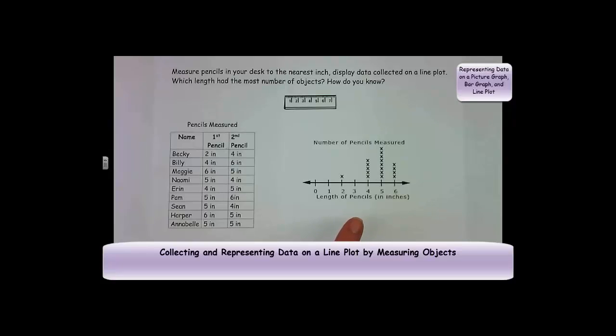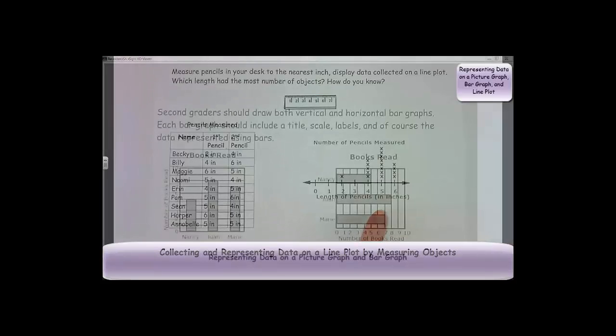We can ask a question such as which length had the most objects, and students can see here that it is clearly 5 inches because it has more X's on top of 5 than any other number.